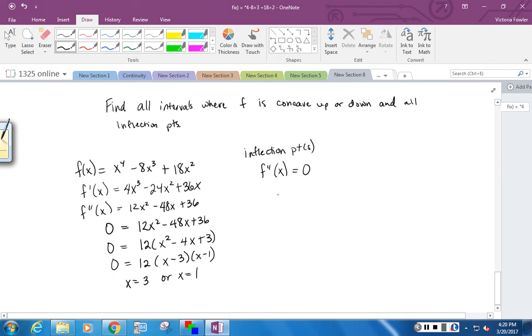And so if I want to find out what the point of inflection is, I'm doing all this to learn about the function. I'm going to find f prime of 1, and then I'm going to find f prime of 3, so I can get the point of inflection.